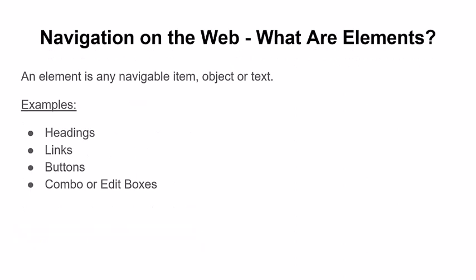So what are elements? An element is any navigable item, object, or text on a website. There are a lot of different kinds of elements. Headings are an element, links are an element, buttons, combo boxes, form fields, all of those things that make up a website are elements of that website. Web developers define an element when they create the website, and that's what makes them what they are.